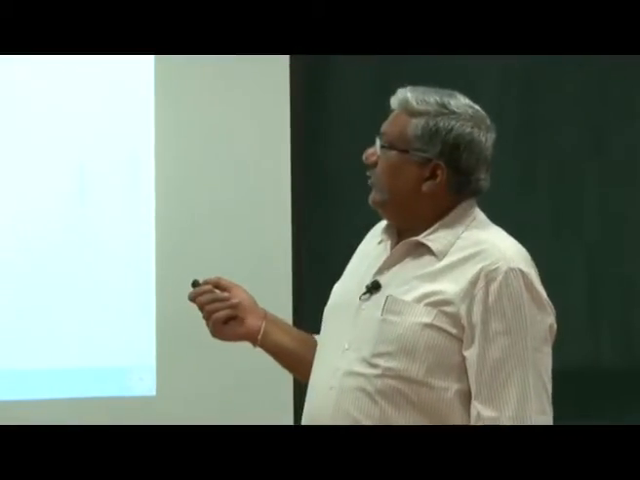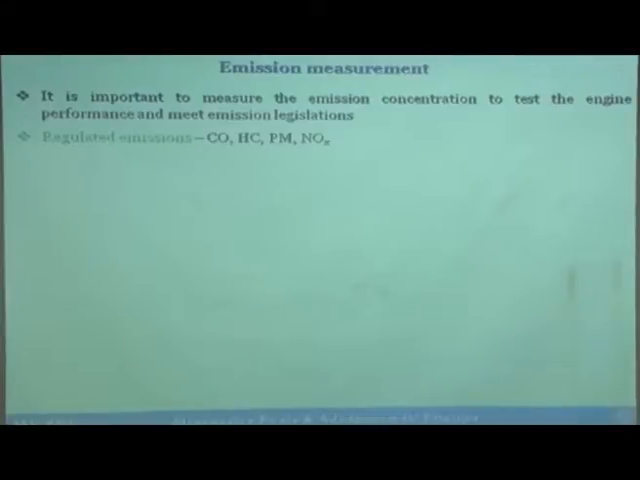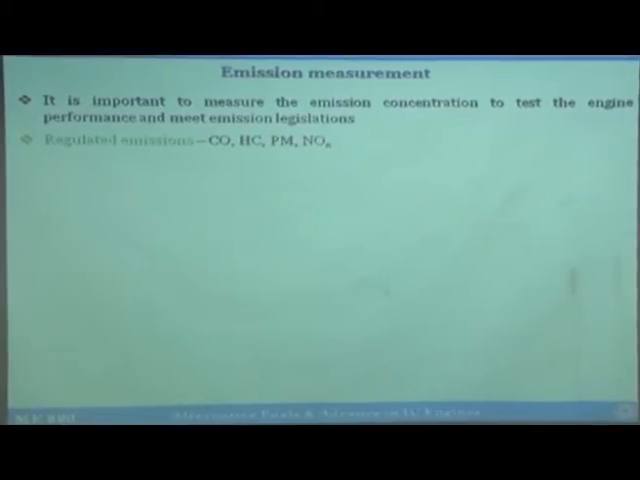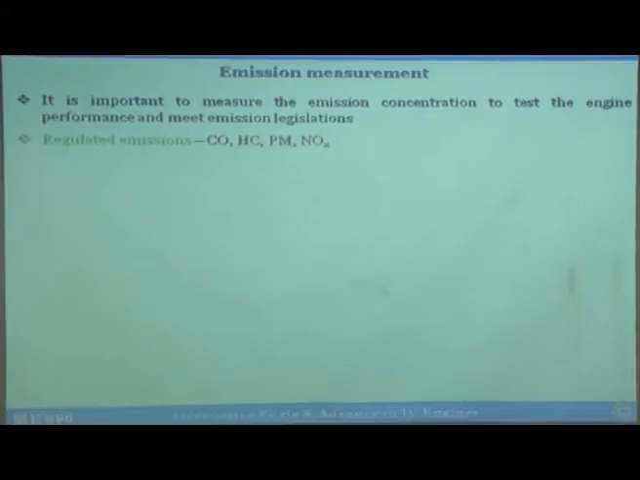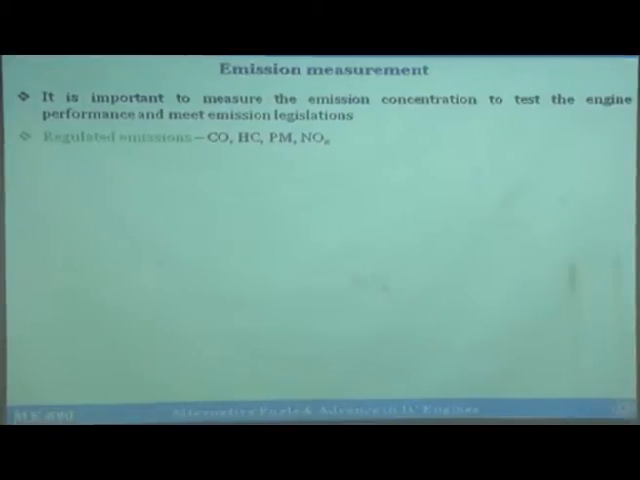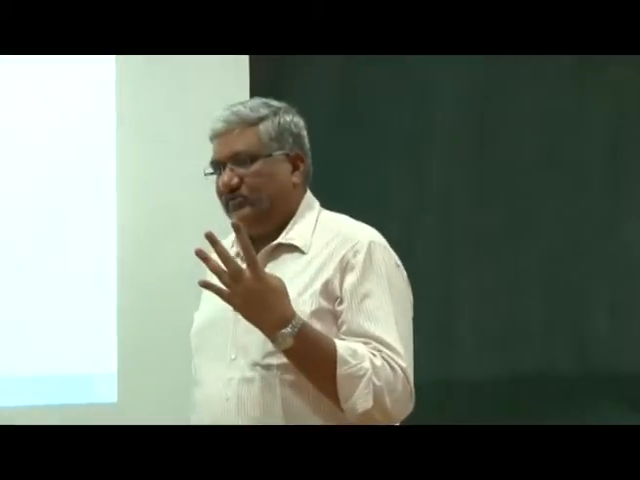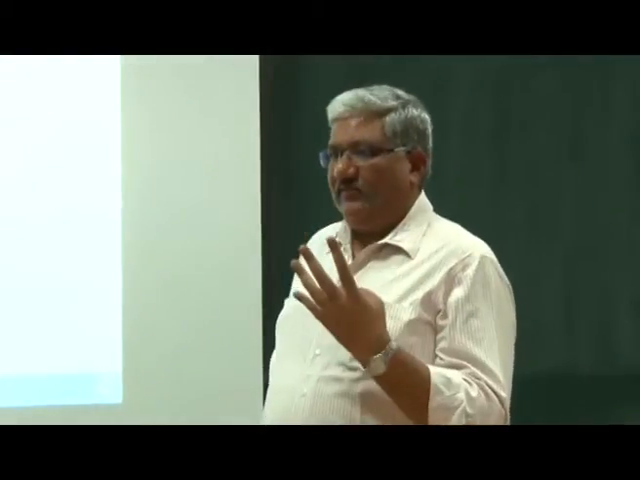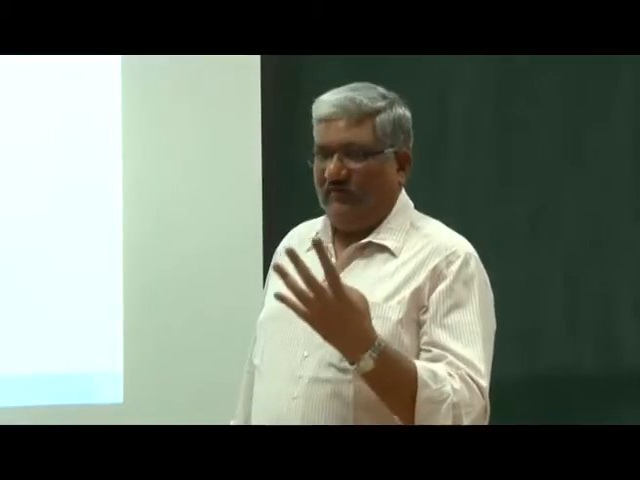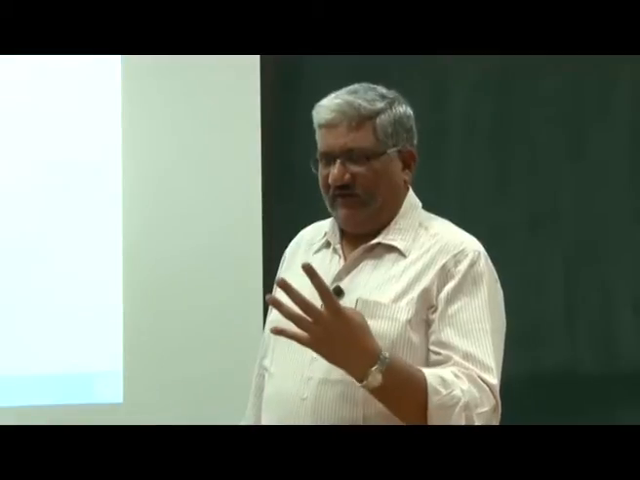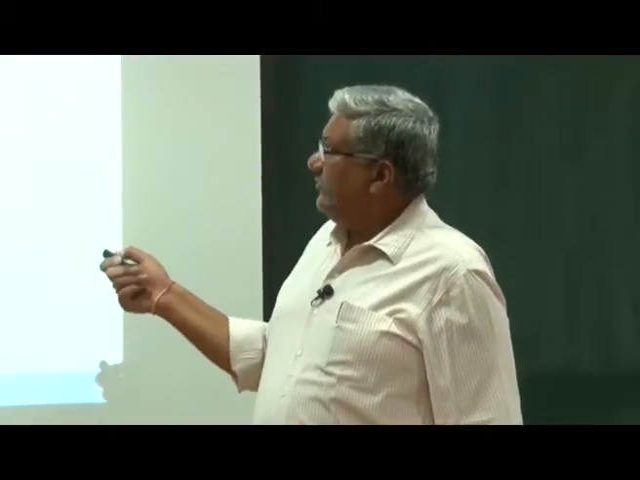Okay. Now, when you say emission legislations, what are the emissions that we are interested in measuring and controlling? You have legislations only for 4 species from the engines. One is carbon monoxide, hydrocarbon, oxides of nitrogen, NOx, and particulate matter. These are the 4 species prescribed by the law, that you should not emit more than this many grams per kilowatt hour or per kilometer of vehicle travel. So, these are the regulated emission species.